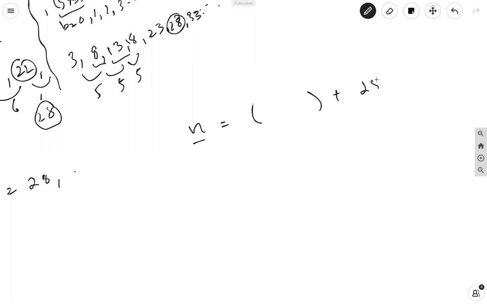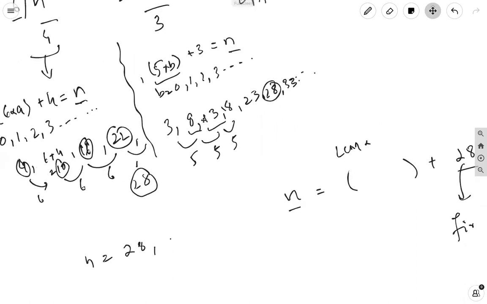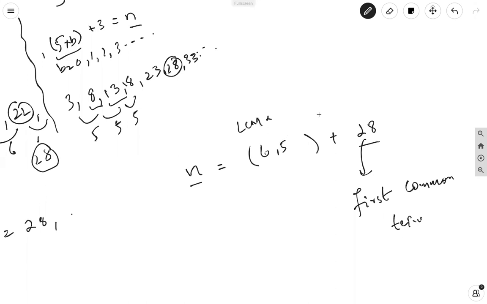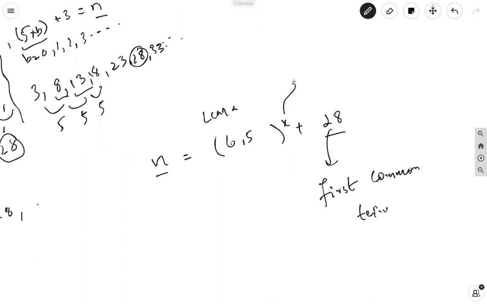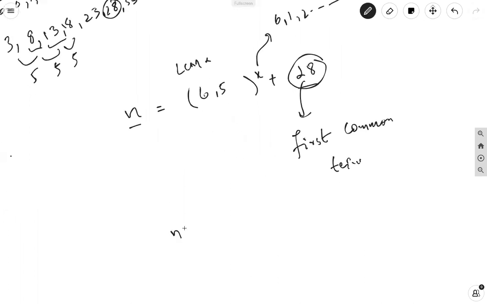the first common term, which is 28. This is the first common term. And this is the LCM of both divisors. Here the divisors are 6 and 5. LCM of 6 and 5 into x. Now x is any integer, non-negative: 0, 1, 2, 3 and so on. If this is 0, we get the first value 28. If this is 1, we will get the second value. Now what is the LCM of 6 and 5? 30. So our equation will become 30x plus 28.